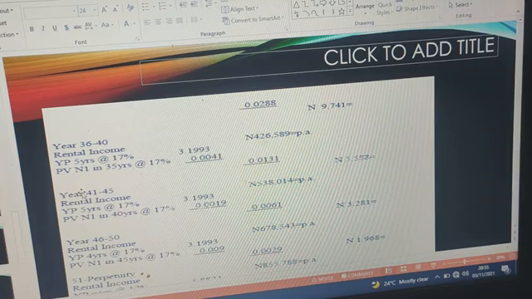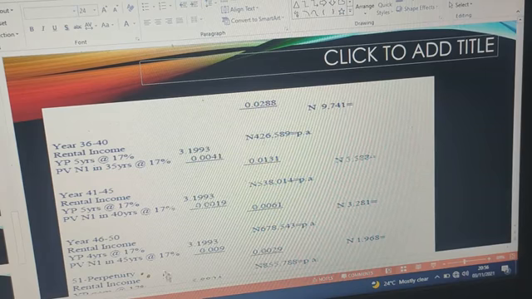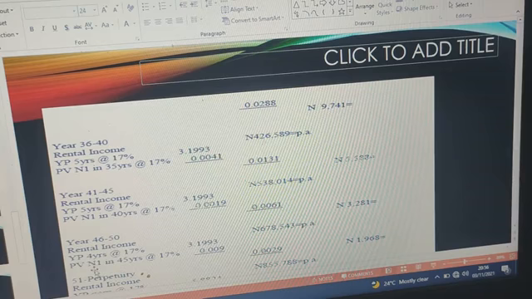YP 5 years at 17%: 3.1993. PVN1 in 40 years at 17%: 0.0019, 0.0061, and 3,281 equals. Year 46 to 50, rental income and 678,543 equals per annum.